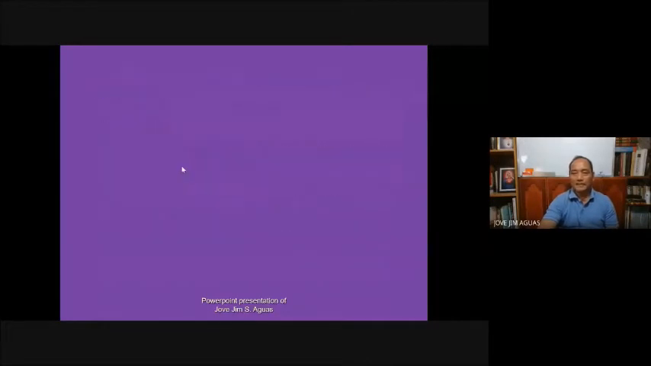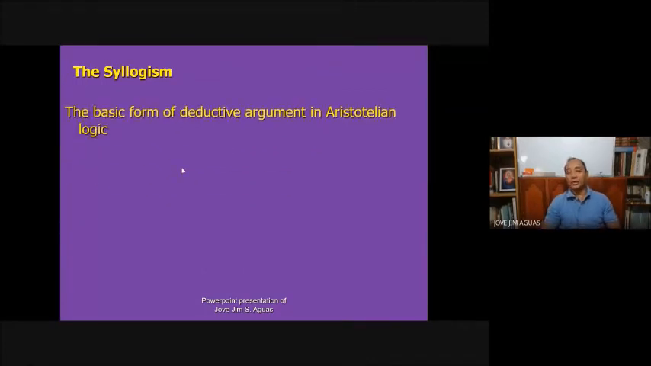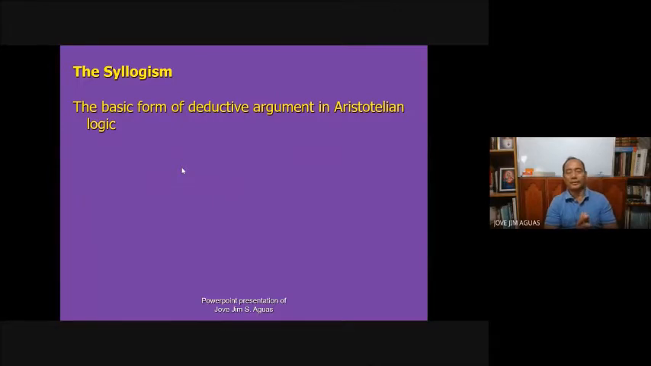Okay, all right. Now, let us go now to the syllogism. And this is now the first lesson that we are going to take up this morning. The syllogism. So the syllogism is the basic form of deductive argument in Aristotelian logic. So first, it is a deductive argument. Let's set aside the inductive argument first. This is a deductive argument. And it is the basic form of deductive argument in Aristotelian logic, because there are many other types of logic. But one of the first philosophers who developed a logic, meaning a science of logic, is Aristotle. And he offered the syllogism as the basic form of deductive argument.